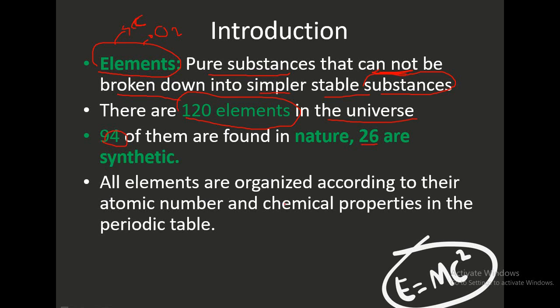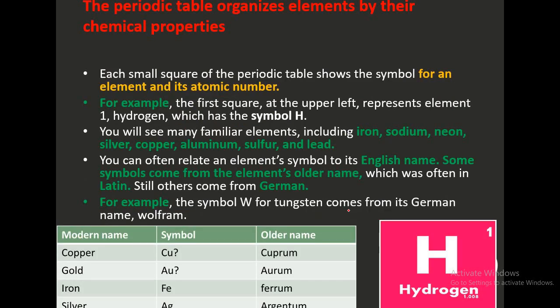All elements are organized in a table called the periodic table. So these 120 elements are organized in a table called what? Called the periodic table. According to what? According to their atomic number and chemical properties, like this.